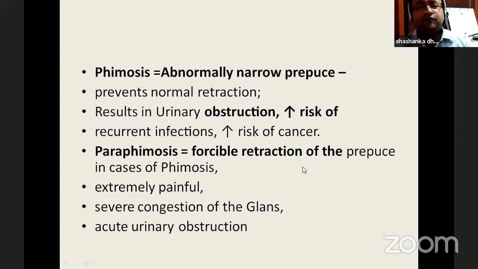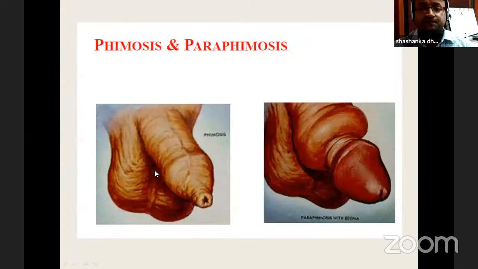Paraphimosis occurs when there's a forcible retraction of the prepuce in cases of phimosis. It is an extremely painful condition, and it can cause severe congestion of the glans and also result in acute urinary obstruction. This condition is a surgical emergency, and usually it is managed by manual replacement of the foreskin back to its normal position. If that is not possible, a dorsal slit may be performed to release the tight band proximal to the corona. This is a picture of the phimosis, and this is when paraphimosis occurs, leading to a congested glans and severe edema of the prepucial skin.